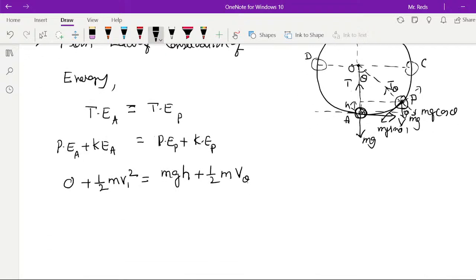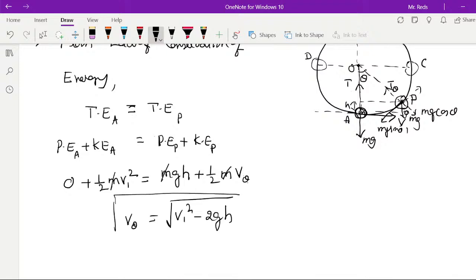Now on simplifying, m gets cancelled. On simplifying, v theta squared equals v1 squared minus 2gh, so v theta is equal to the square root of v1 squared minus 2gh. This is the velocity at any point in terms of the velocity at the bottom point and the height. This also can be represented in other terms.